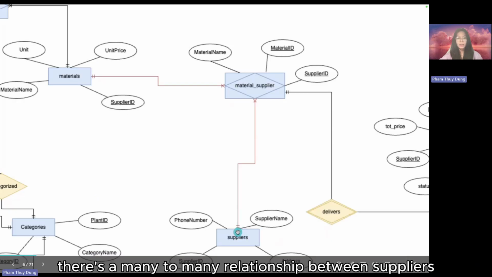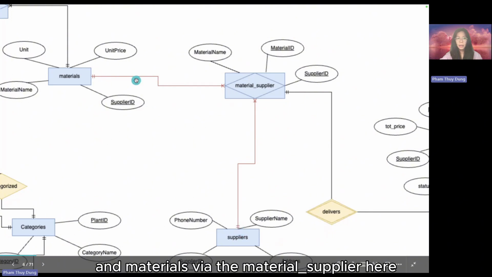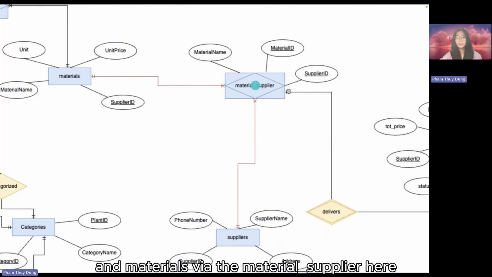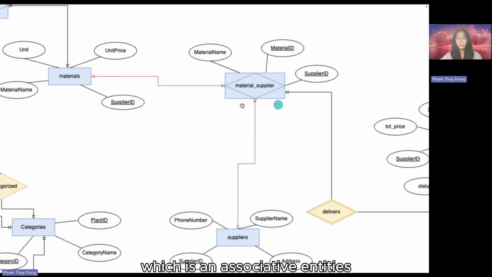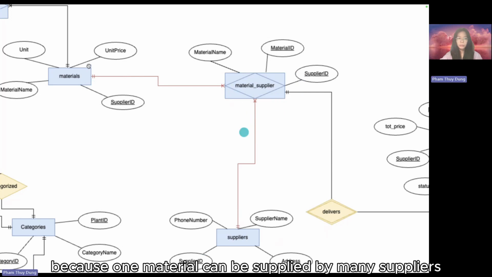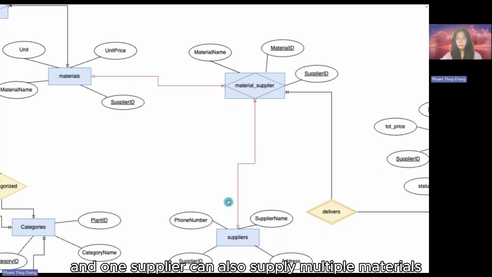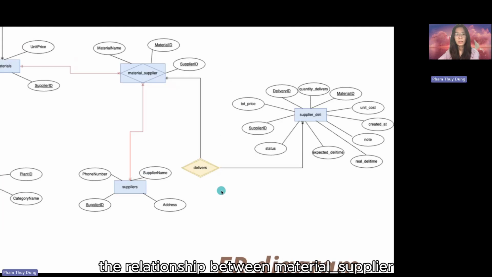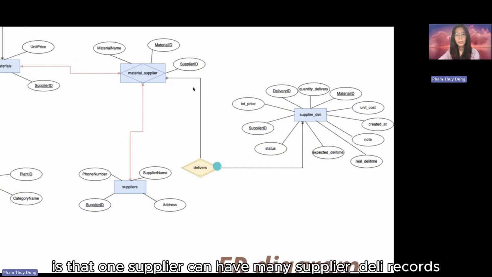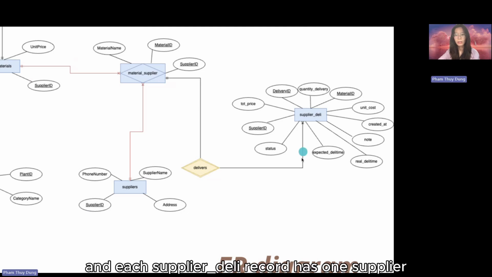Similarly, there's a many-to-many relationship between suppliers and materials via material supplier here, which is an associative entity. Because materials can be supplied by many suppliers, and one supplier can also supply multiple materials. The relationship between material supplier and supplier daily is that one supplier can have many supplier daily records, and each supplier daily record has one supplier.